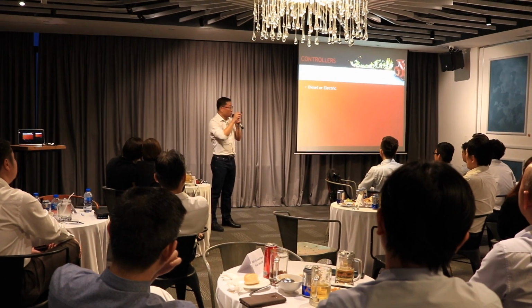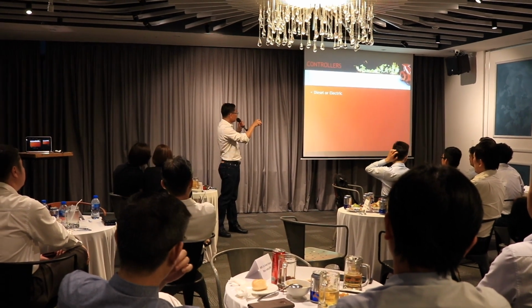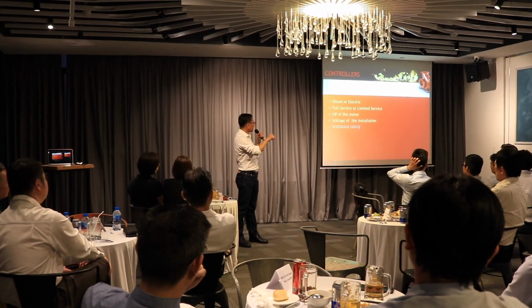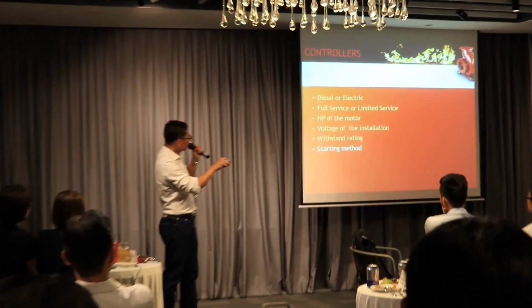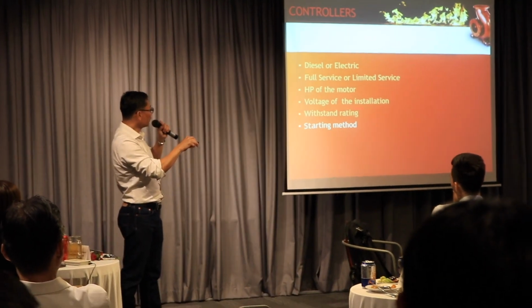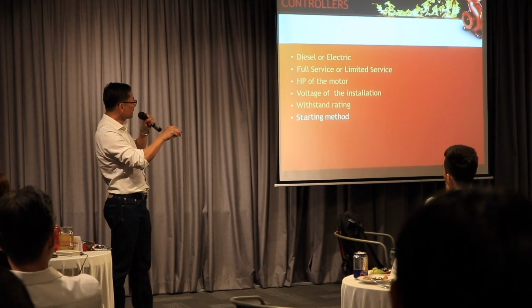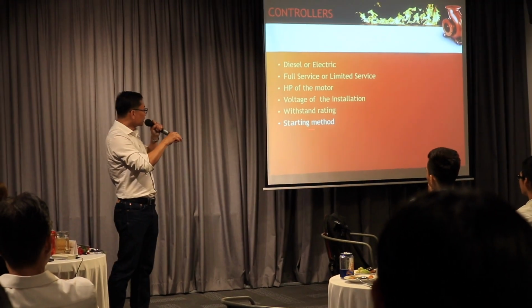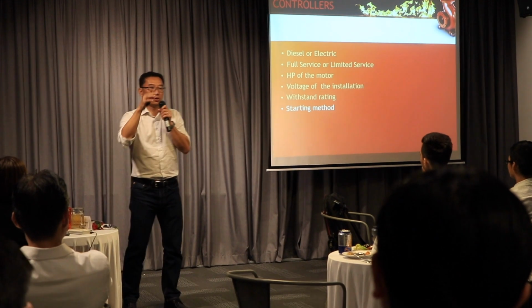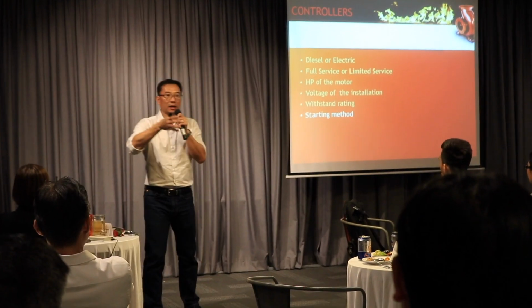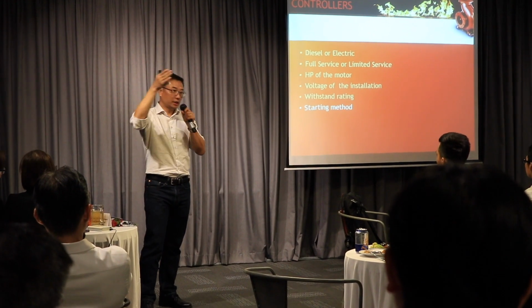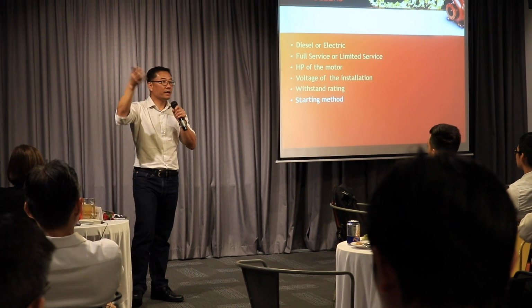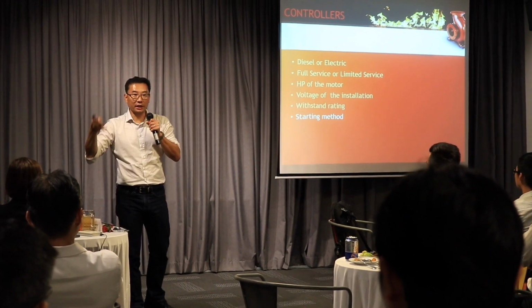So you have the controller, you have diesel and electric, and under this you have what we call full service, limited service, horsepower of the motor, voltage, and withstand rating and starting method. So here normally you have Y-delta, star-delta, soft starter, auto transformer, across the line, DOL, VSD. There are many ways of starting.